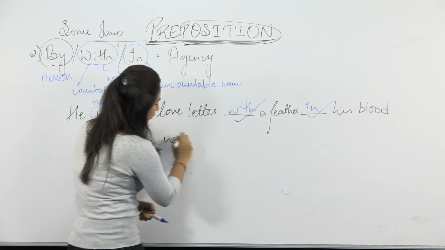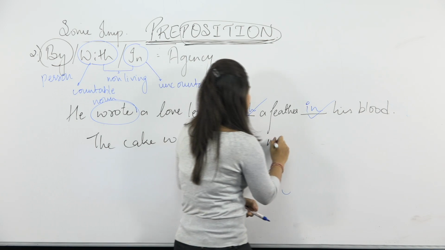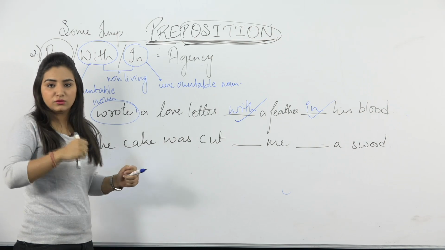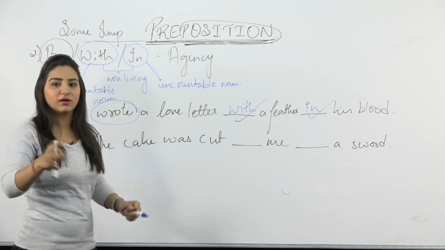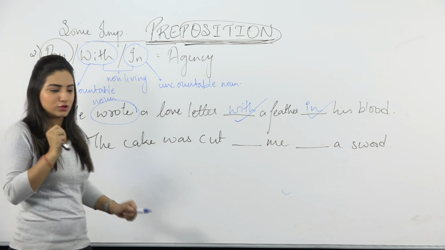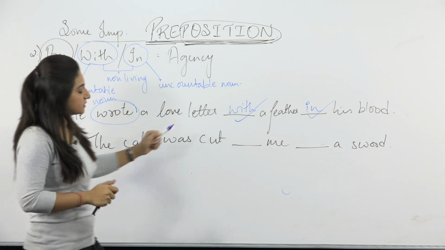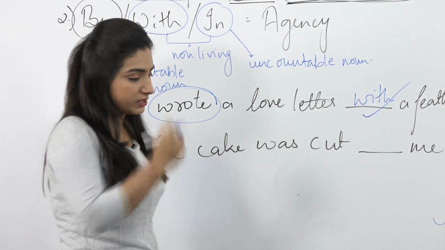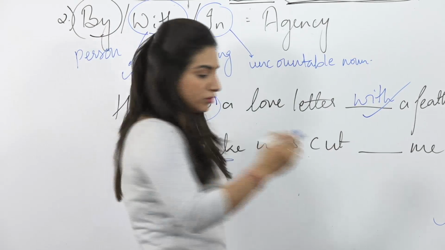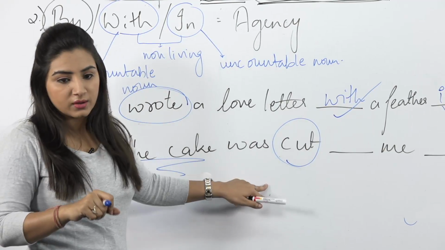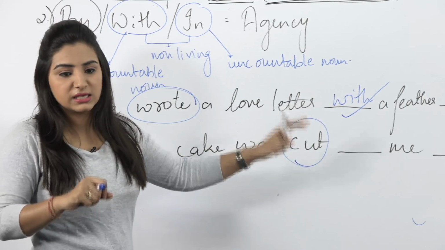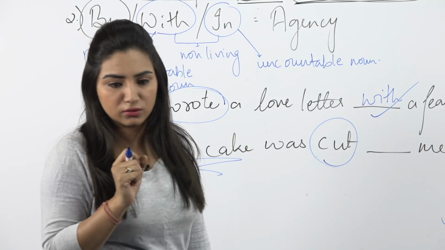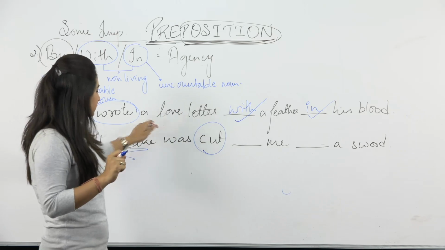The cake was cut dash me dash a sword. केक काटा गया था मेरे द्वारा तलवार से. ठीक है, केक काट सकता है तलवार से, बड़ा केक था इसलिए. नाइफ से काटे तो नाइफ खो जाता उसमें. Now tell me what should be there. The cake was cut dash me dash a sword. The cake was cut dash me, a work was performed. What? The cake was cut, right? What should be there? Me is a person. What should I place? With feather in his blood. No. ठीक है, with feather in his blood, that is correct.